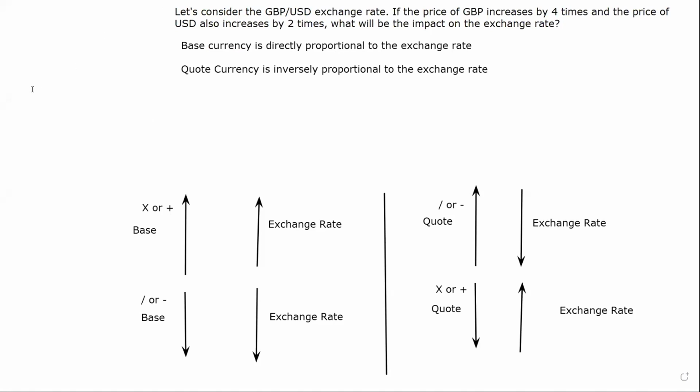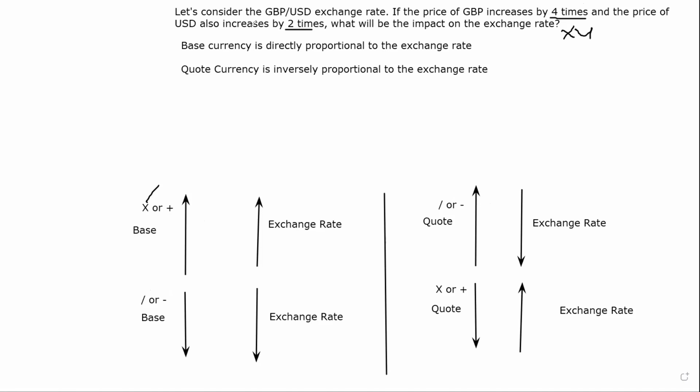So it says that the price of the GBP increases by 4 times. Because it is the base currency, when we have the word times like this, we're only going to apply multiply or division. We will not apply addition or subtraction operations. Remember that: follow the word times. So if the price of GBP increases by 4 times, the price of the base currency increases, so we're going to multiply by 4.